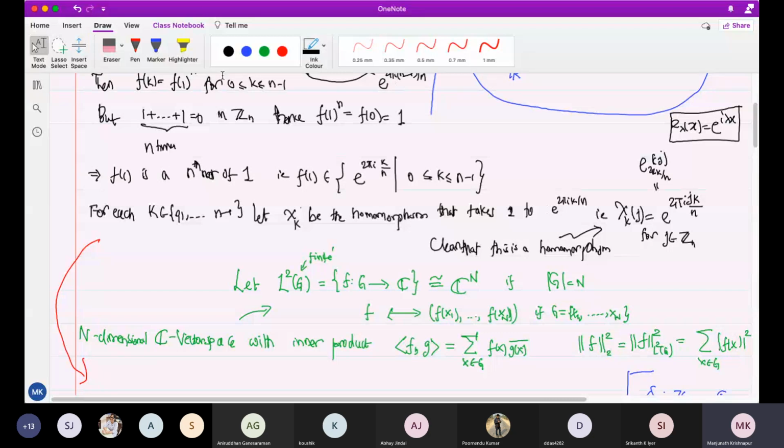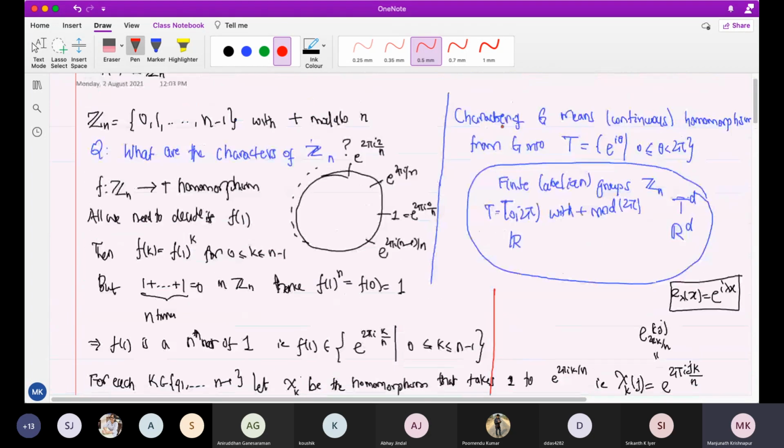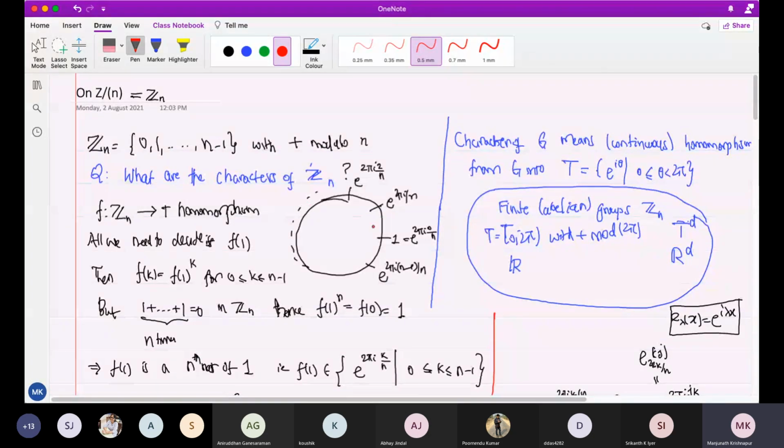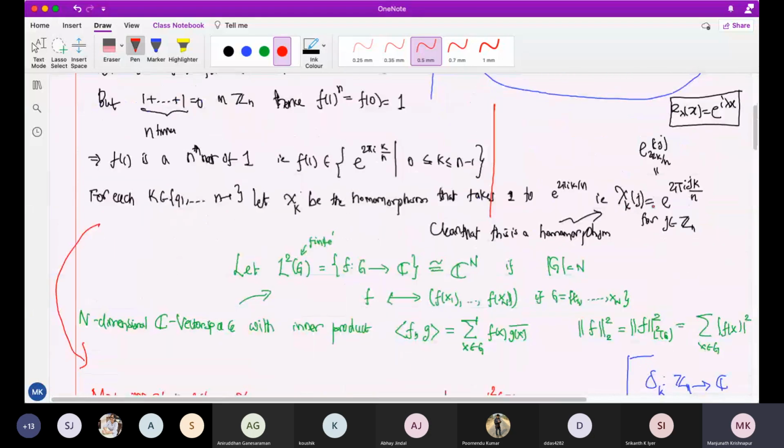Actually, I didn't say it, but if you write Z mod n in the multiplicative way, so instead of taking 0, 1 to n minus 1, you take the nth roots of unity, then this homomorphism is just z going to z to the power k. So those are all the homomorphisms.